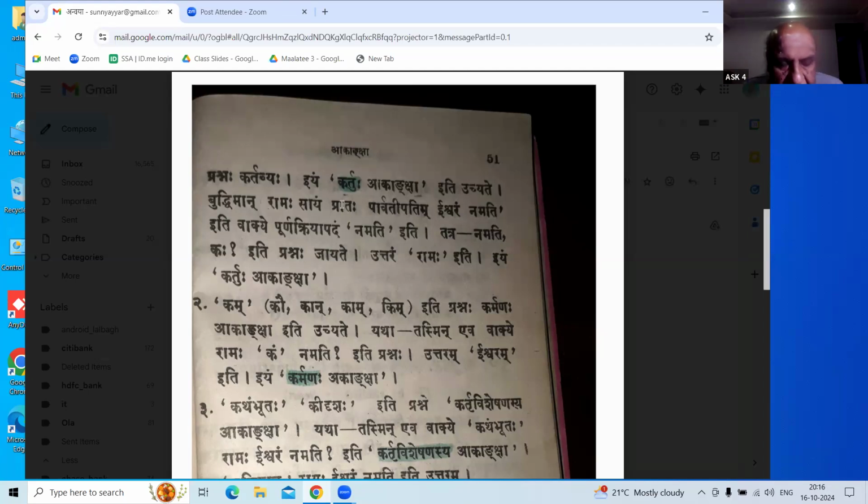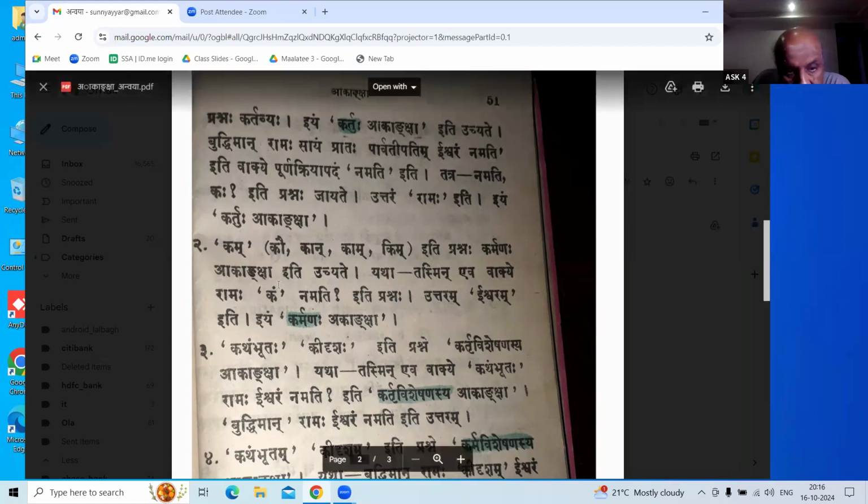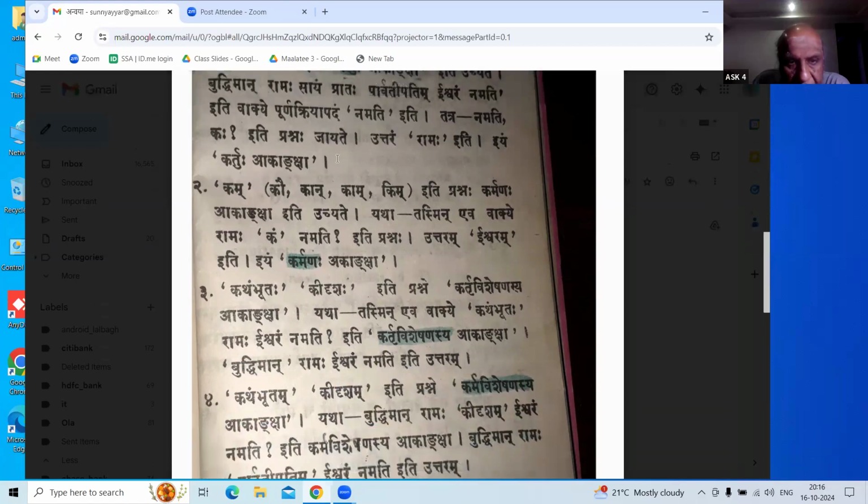It is masculine in this case. We could have also used the word ka, or the word kim. If the subject was going to be in neuter gender, it's kim. If it's in feminine gender, it's going to be ka. Next we have to find the object. Kam is for masculine. The other interrogatives that we use are kau, which is dual, kan, kam, and kim. Iti prashnaha karmanaha akanksha iti uchyate. And these interrogatives are used to find the object.